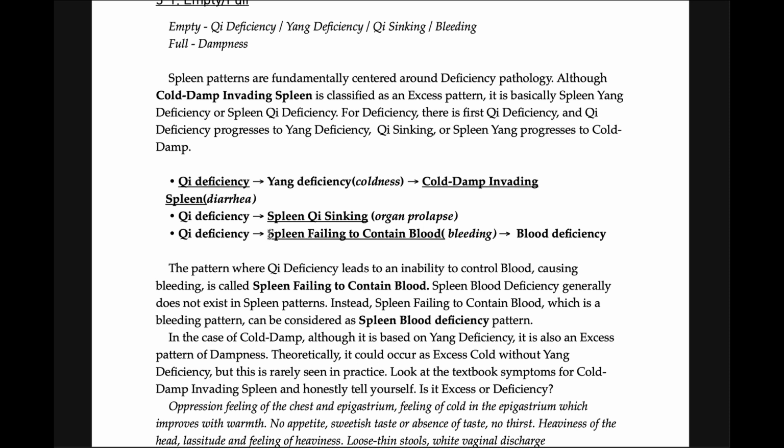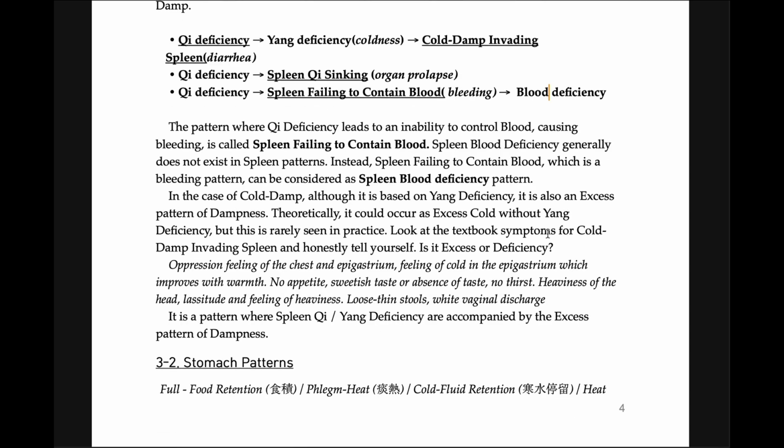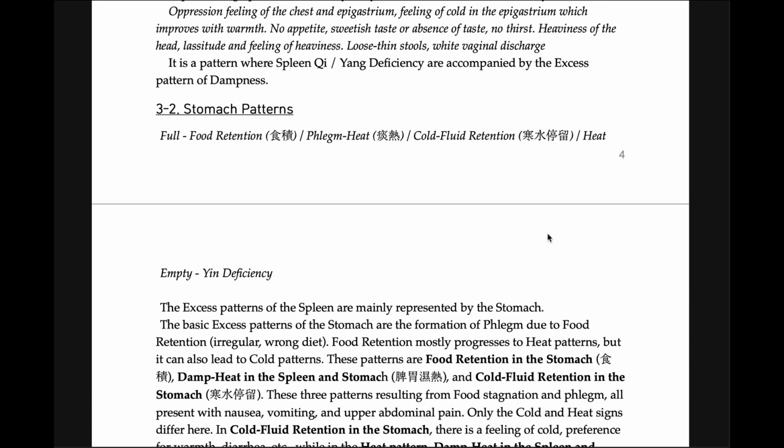Qi deficiency turns into spleen failing to contain blood, bleeding, which turns into blood deficiency. The pattern where qi deficiency leads to an inability to control blood, causing bleeding, is called spleen failing to contain blood. Spleen blood deficiency generally does not exist in spleen patterns. Instead, spleen failing to contain blood, which is a bleeding pattern, can be considered the spleen blood deficiency pattern. Stomach patterns: full pattern, food retention, phlegm heat, cold fluid retention, heat; empty pattern, yin deficiency.